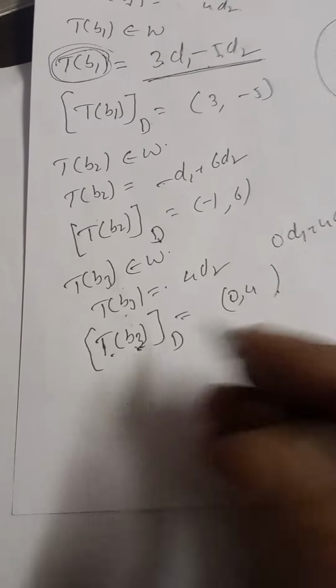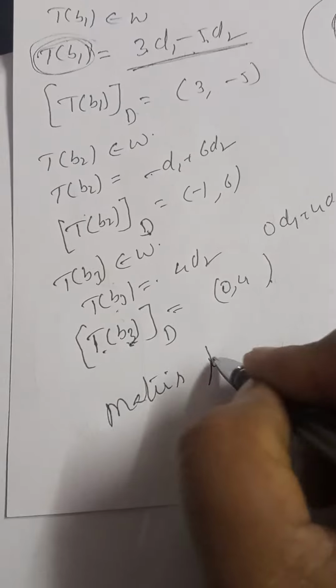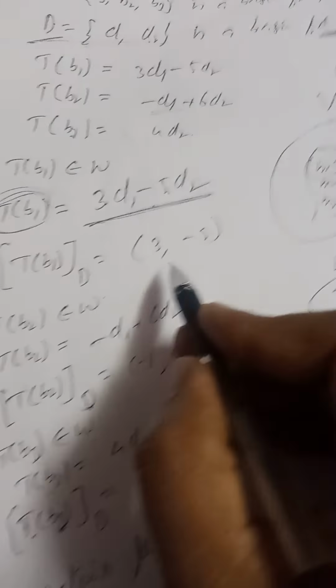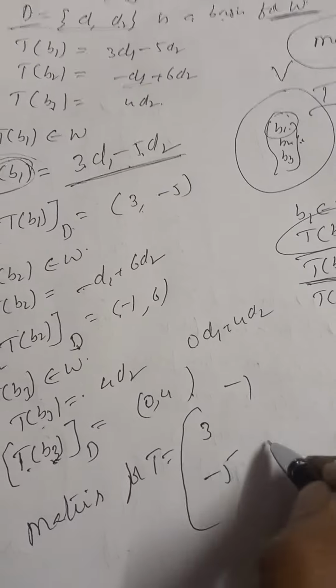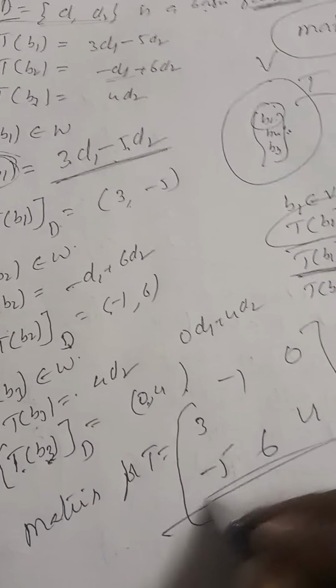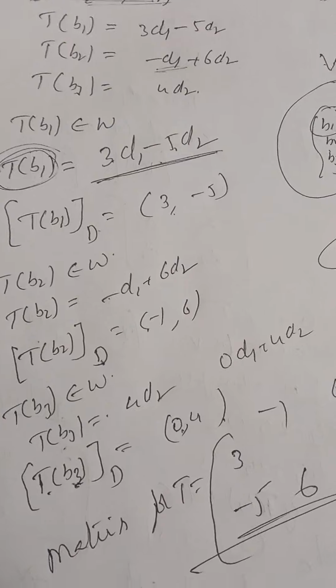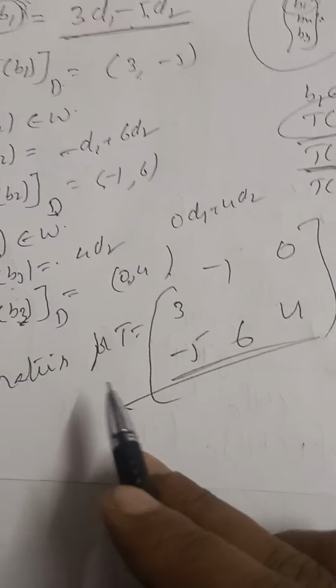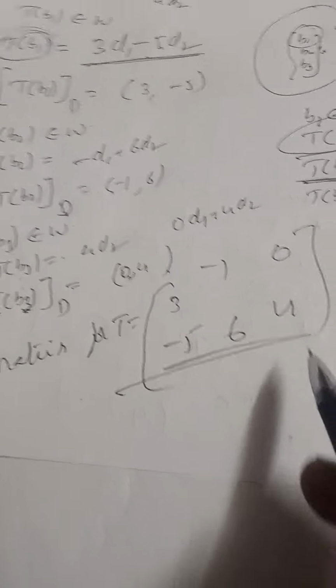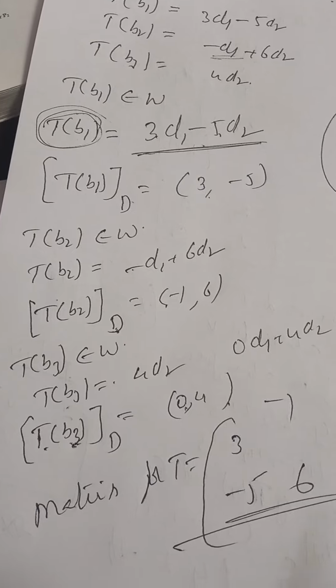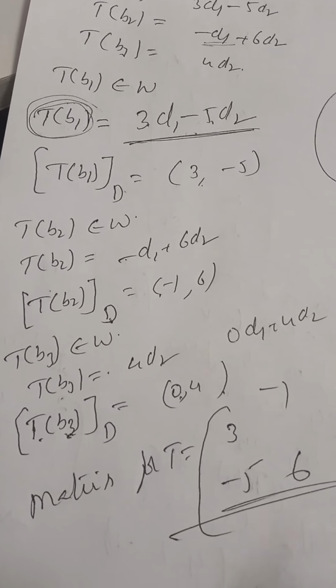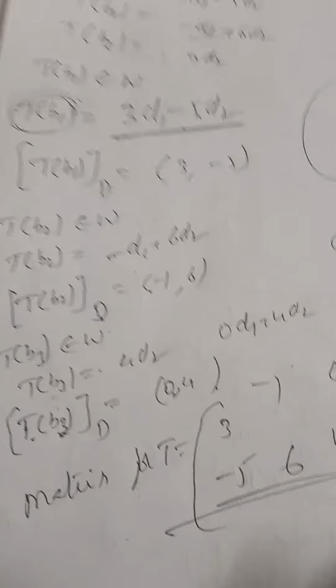0, 4. Therefore, the matrix for T is, write these coordinates column-wise: 3, minus 5, next minus 1, 6, 0, 4. This is the answer, right? The matrix for T relative to the bases B and D is this one. Simply, you have to collect the coordinates and write those coordinates column-wise. Okay, this is one type of problem.